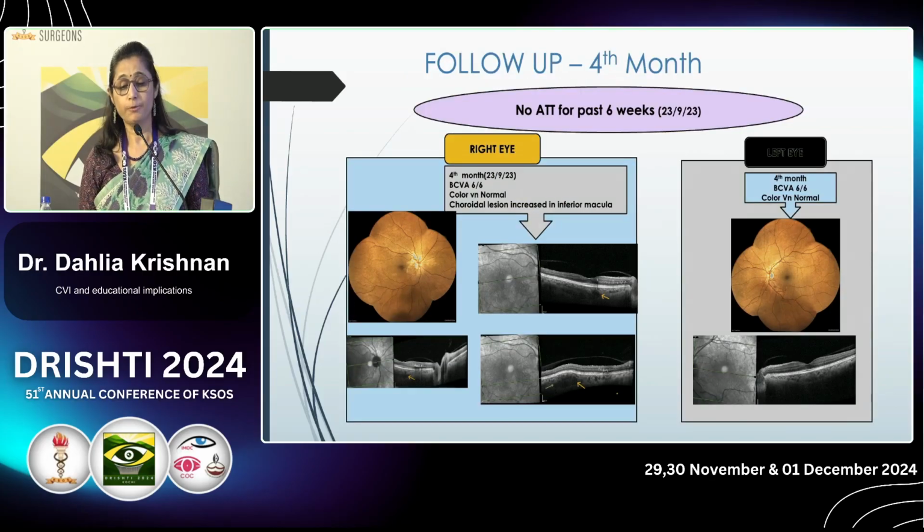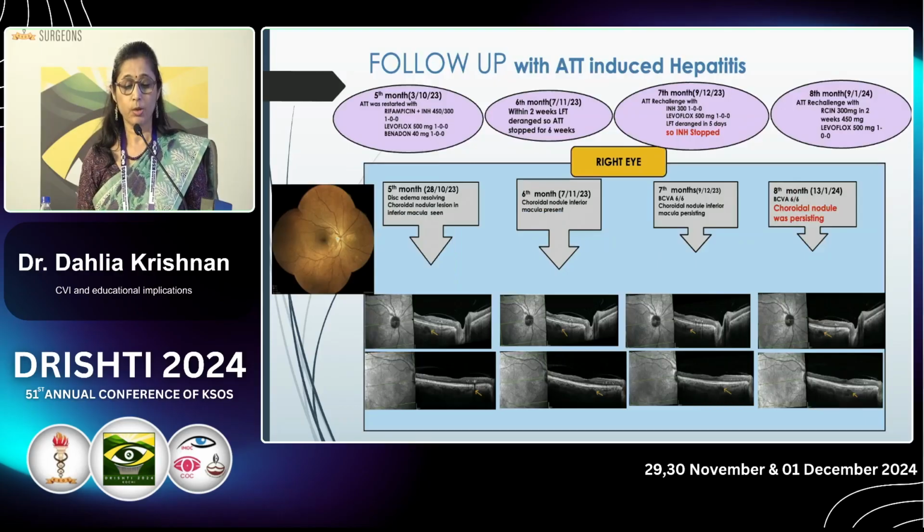At the follow-up in the 4th month, when she had not been on ATT for the past 6 weeks, we saw that the choroidal lesion was increasing in the inferior macula. Again, restart of ATT was advised. ATT re-challenge was done multiple times, once simultaneously with all drugs, then with INH and levofloxacin, which showed that INH was causing the hepatotoxicity. In the 8th month, she was started on rifampicin and levofloxacin, initially with 300 mg, then increased to 450 mg for rifampicin. During this time, the choroidal nodule was persisting.